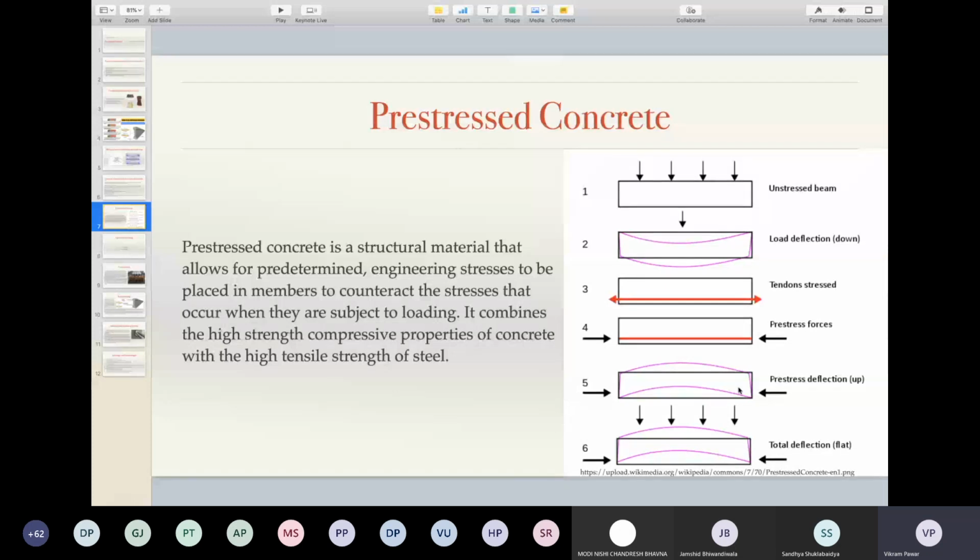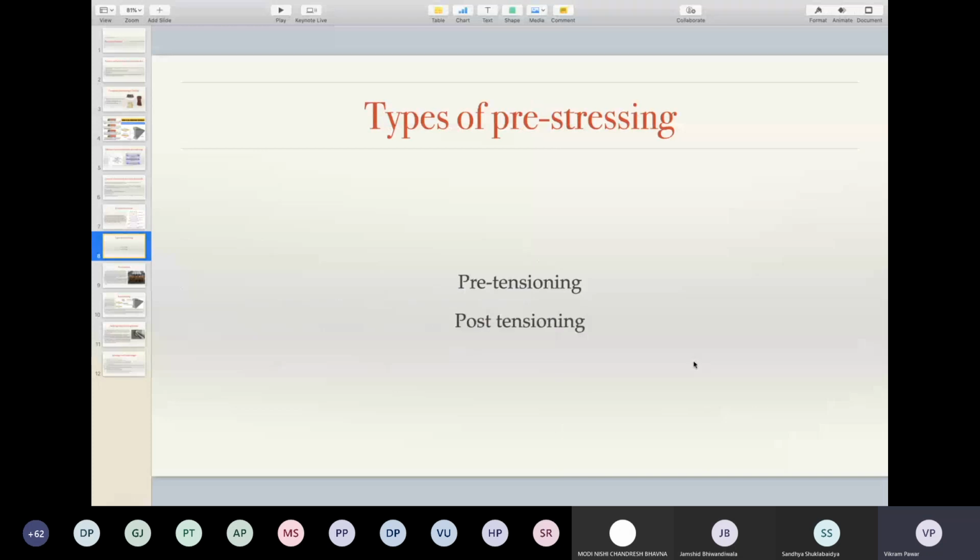Yeah, so basically the pre-stressing of the bottom chord, how we do the pre-stressing of the bottom chord, which in effect prepares the concrete and pre-stresses the concrete to be able to take the load from the top. That fundamentally is pre-stressed concrete. So there are two types of pre-stressing: pre-tensioning and post-tensioning.